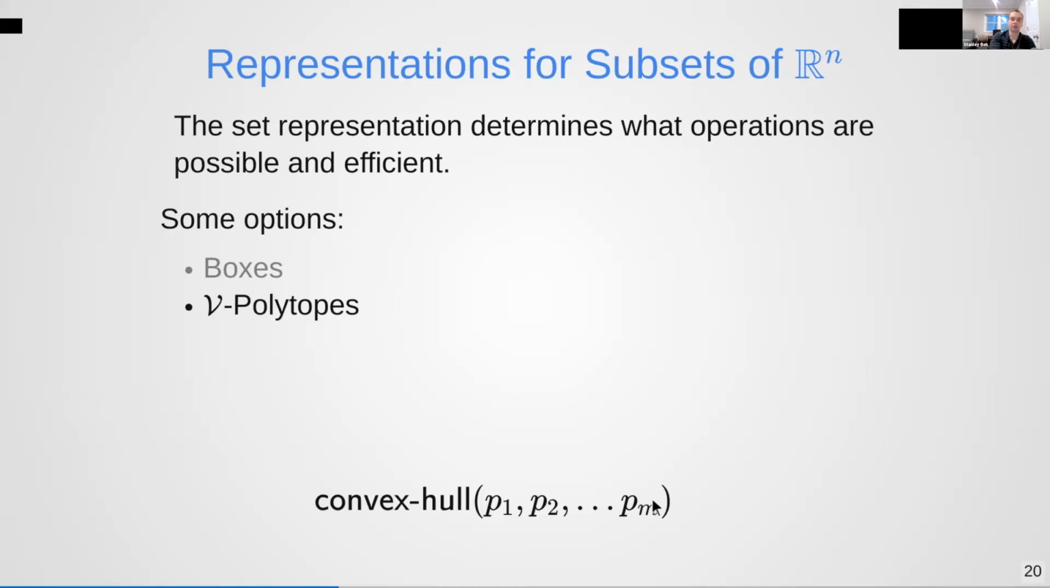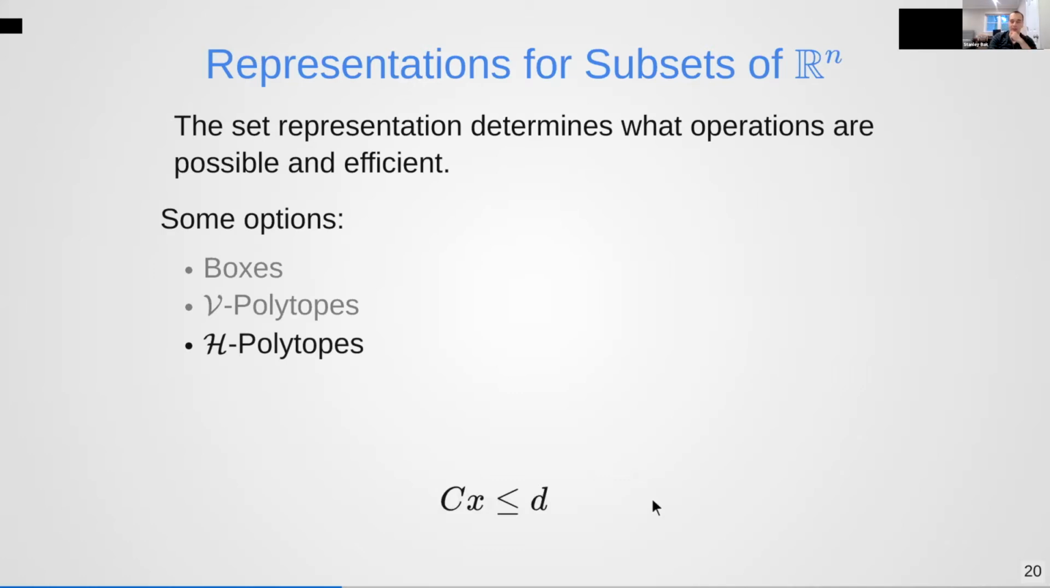especially when the number of dimensions is high. Even a simple set like a box: in 2 dimensions, you have a square, so there are 4 vertices. In 3 dimensions, you have a cube, so now there are 8 vertices. And every time you add another dimension, you end up with 2 to the n vertices. So once you get to hundreds of dimensions, you might have millions or billions of vertices, and then the operations become very slow. So V polytopes don't work.